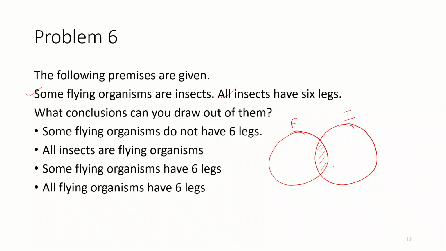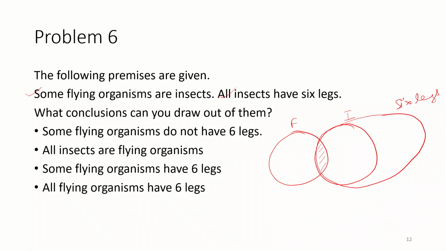Then it says that all insects have 6 legs. So essentially, all the insects here will have 6 legs, so we have a bigger circle for 6 legs. From this diagram, what can we derive?